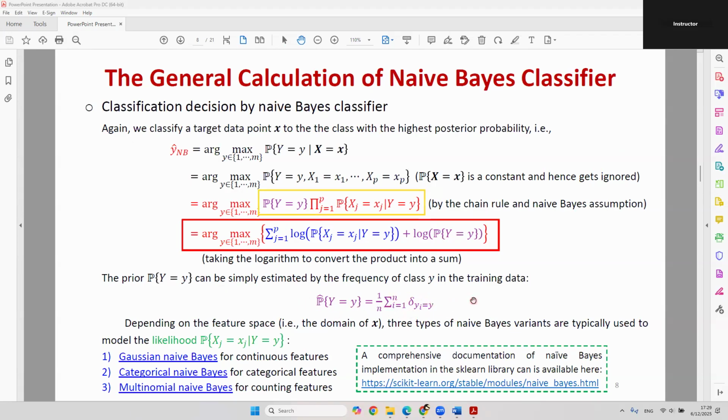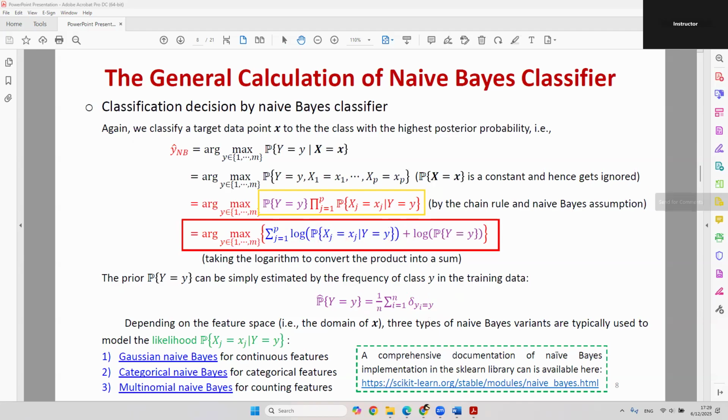Let's say, again, 100 examples, 60 female, 40 male. Then the probability that the label equals female is what? 60%. Label equals male is what? 40%. Extremely simple.